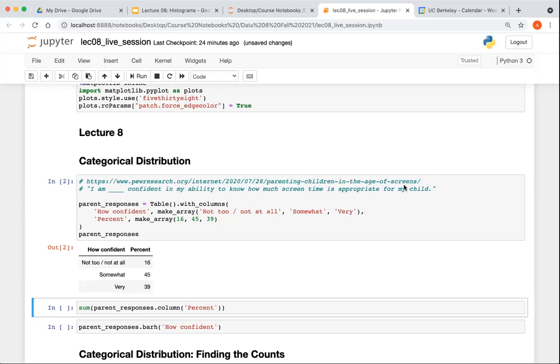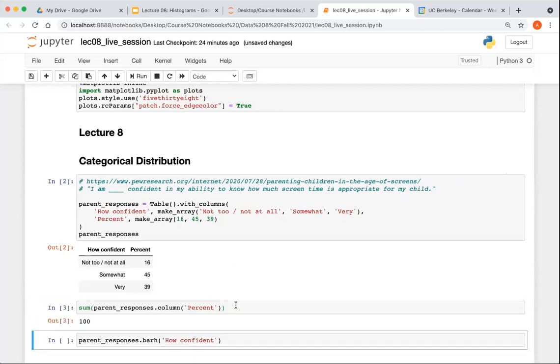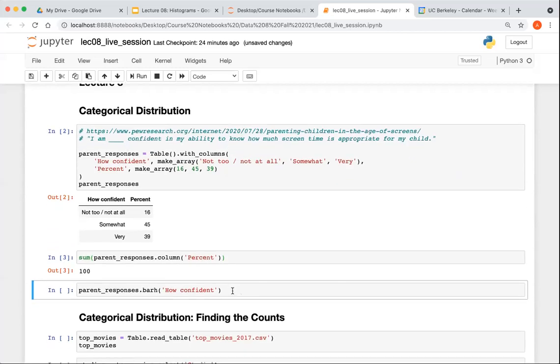Each parent could select only one. So if I sum up the percents, what should I get? Yeah, and happily I do get 100. And so the natural way to visualize this is by a bar chart. And now I am going to run this. Parent responses is the name of the table, .barh for horizontal bar chart. I'm giving it as its argument only the label, the categorical variable, how confident. Where's the other one gone? Is this thing going to run?